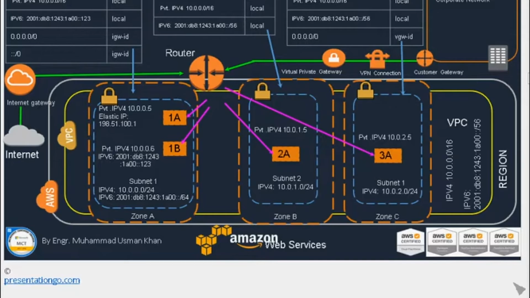So as you can see, there is a public route table, there is a private route table, and the third one is a hybrid route table.